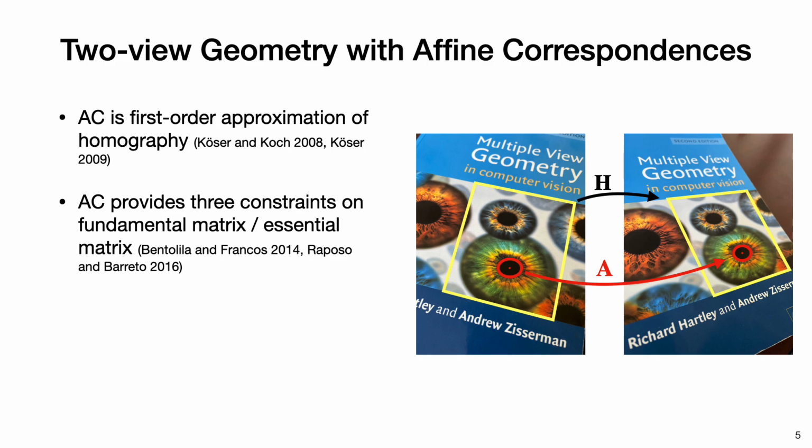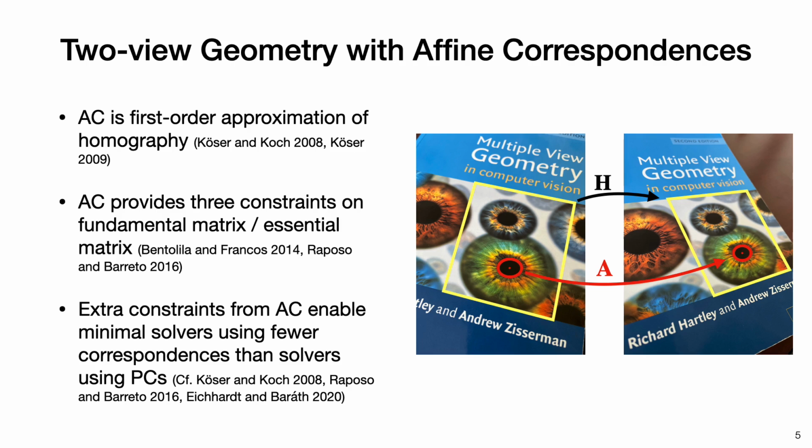Additionally, an AC provides 3 constraints on the fundamental or essential matrix, whereas a point correspondence, or PC, only provides 1 constraint. In general, the extra constraints derived from the AC allow for the creation of minimal solvers, which use fewer correspondences than solvers using PCs, which speeds up robust estimation, especially when we have a high outlier ratio.